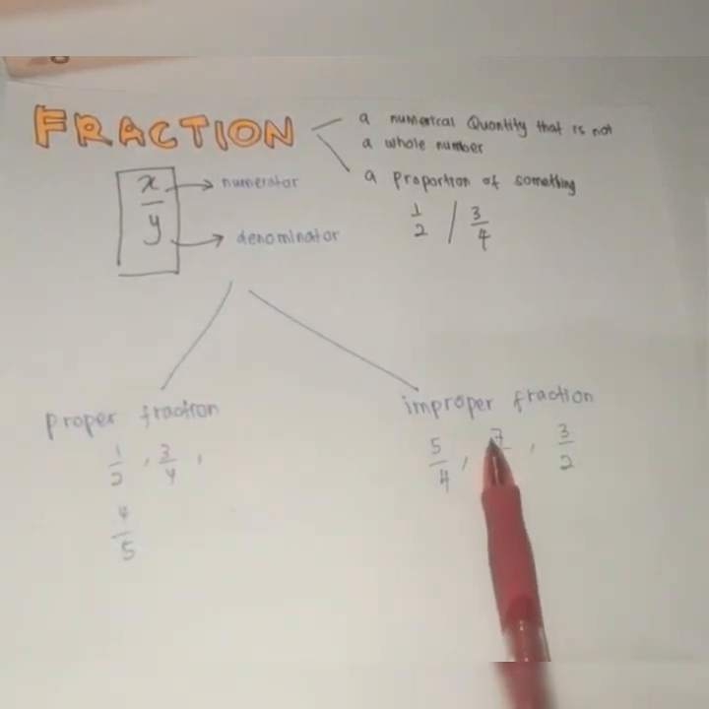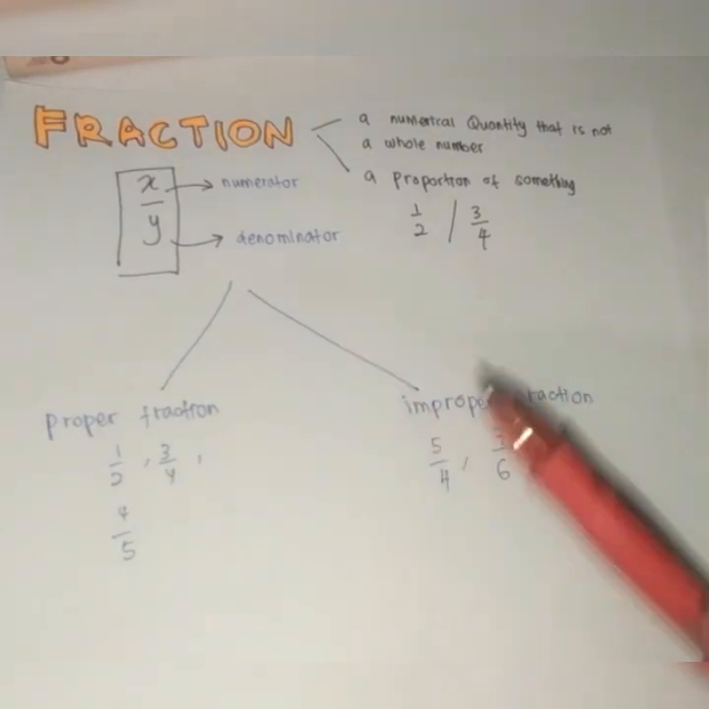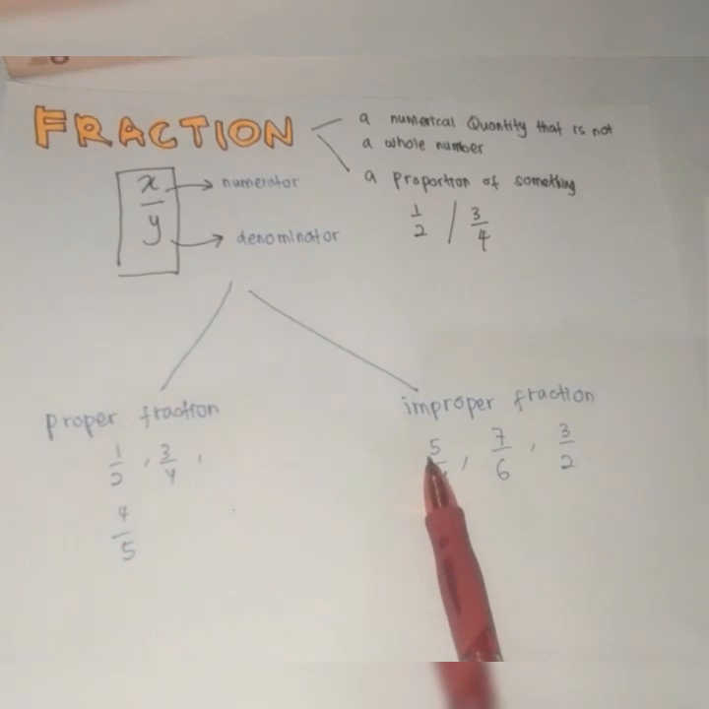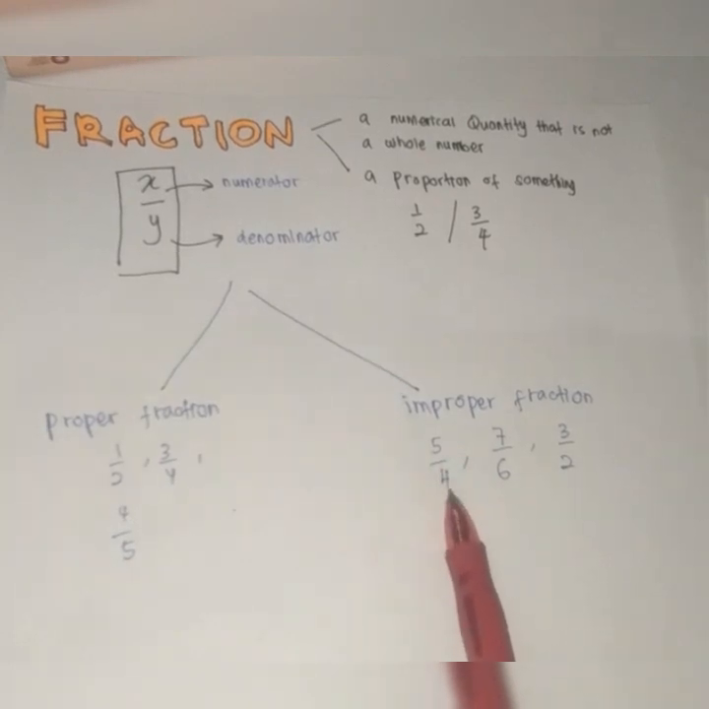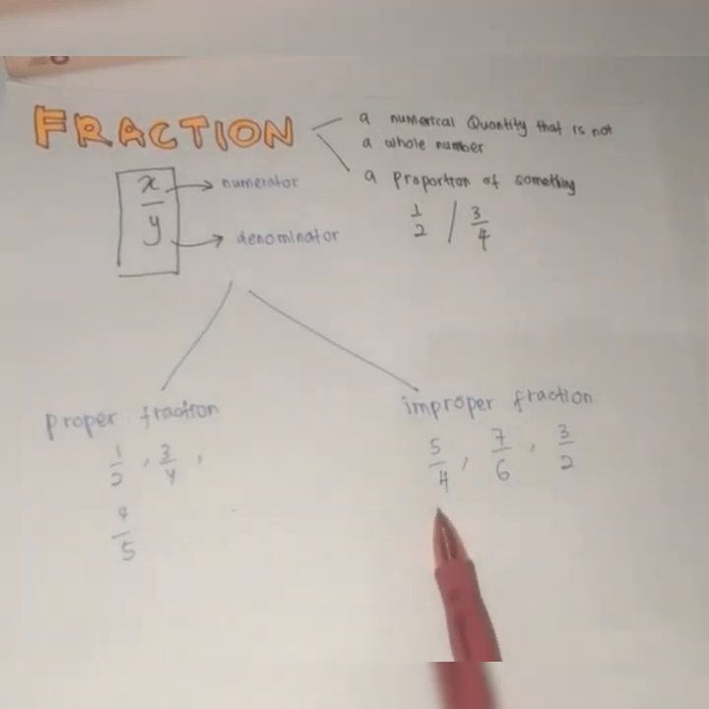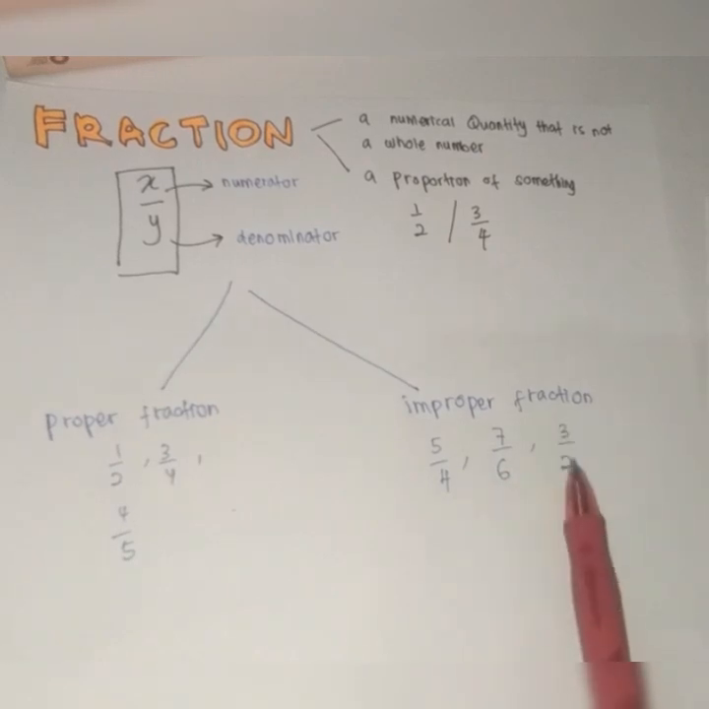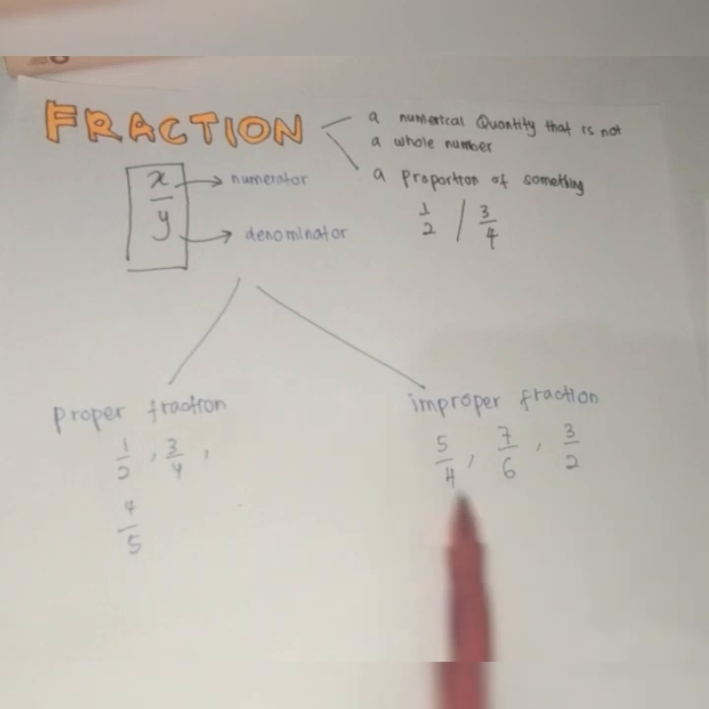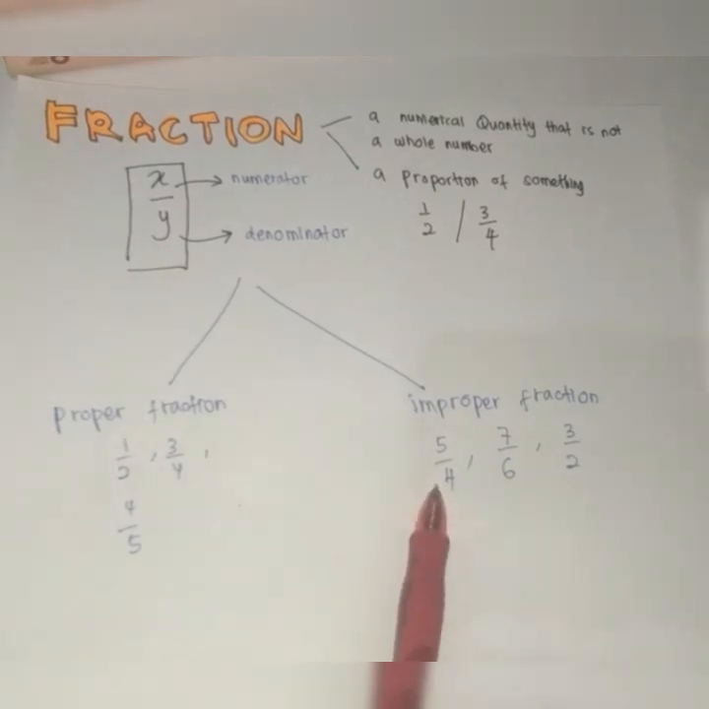And the second one is improper fraction. What is improper fraction? Improper fraction is when the numerator is more than the denominator, such as 5 over 4, 7 over 6, or 3 over 2. And in this pattern, as you can see, the numerator is always more than the denominator.